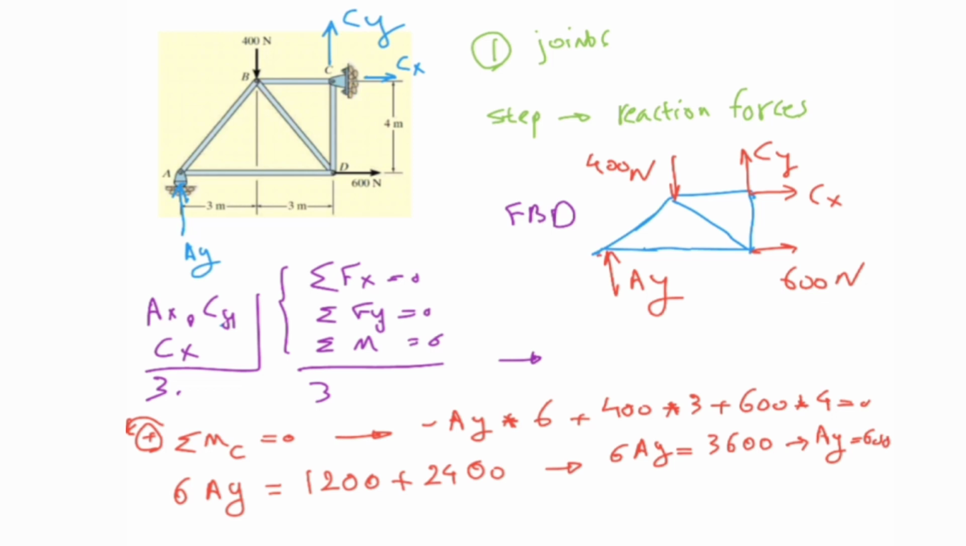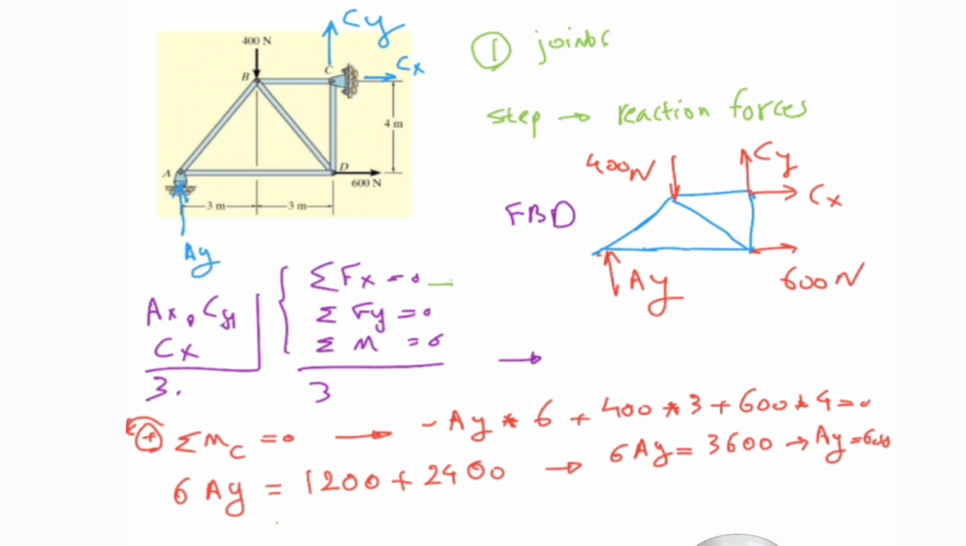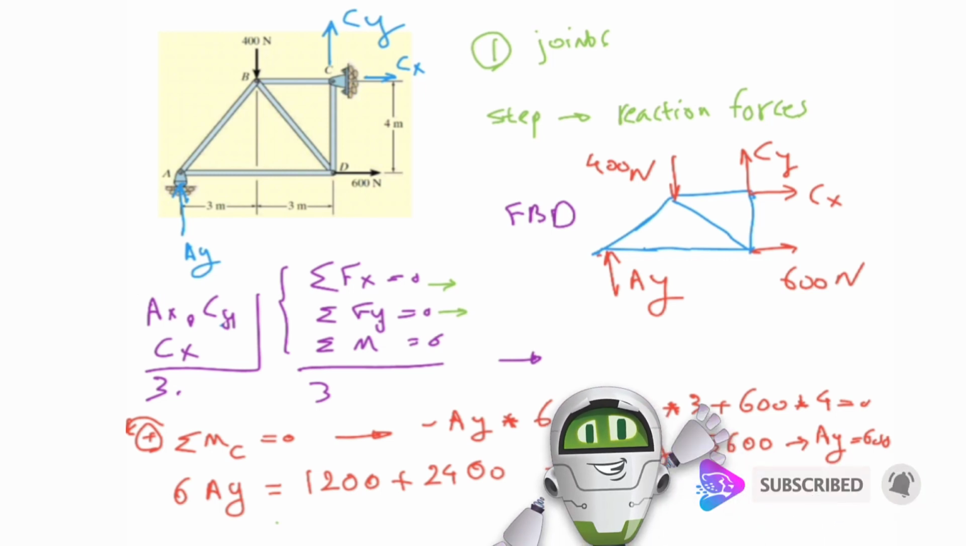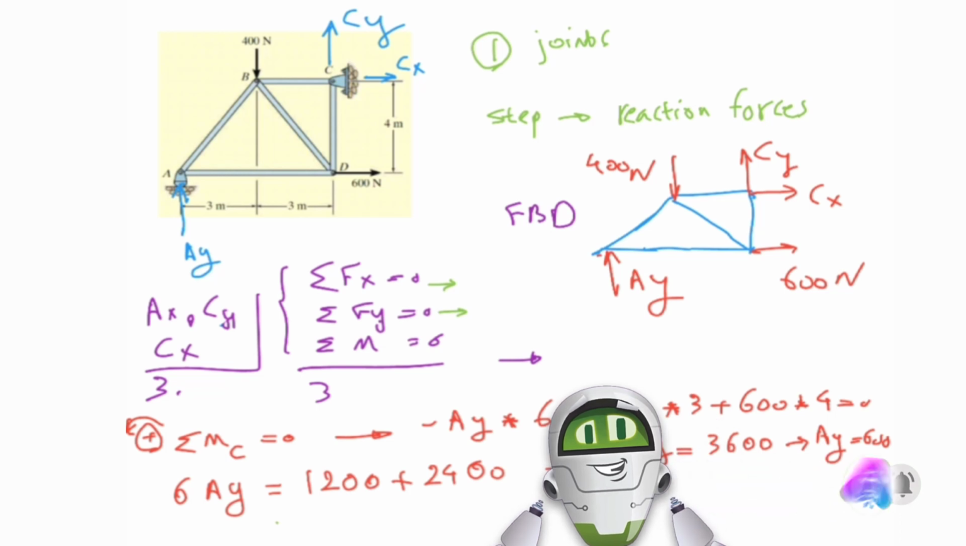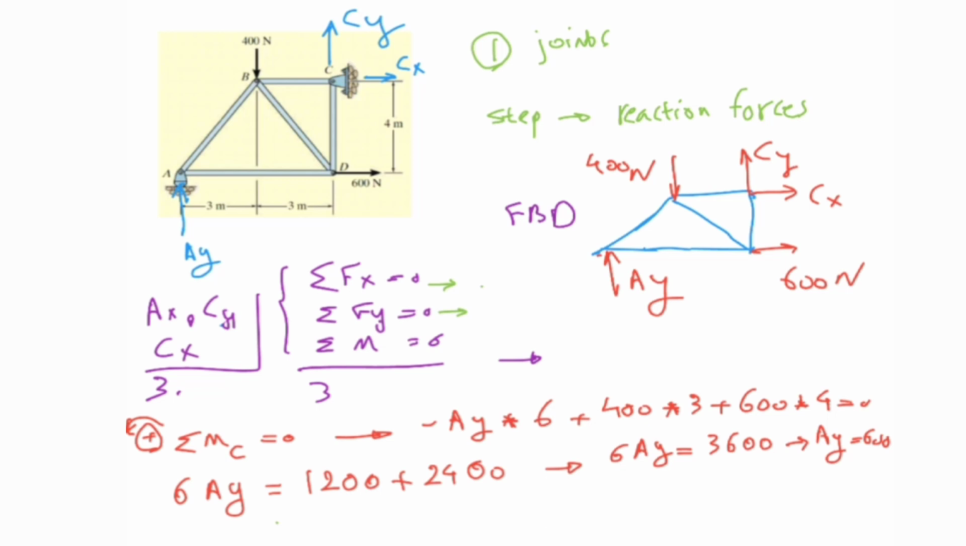And by having Ay, you can use the other formulas, including sigma Fx and sigma Fy. These give you Cx and Cy. If you write down sigma Fx, you can see that you would have Cx plus 600 equal to 0, meaning that Cx is minus 600.